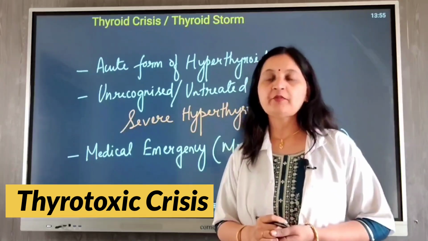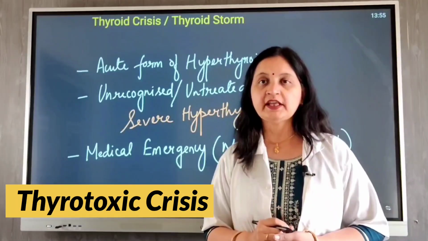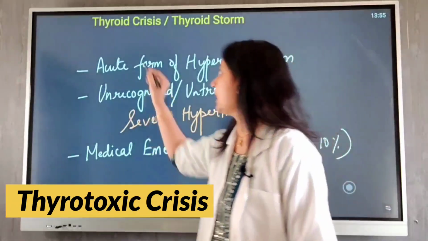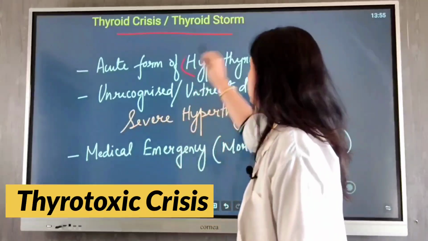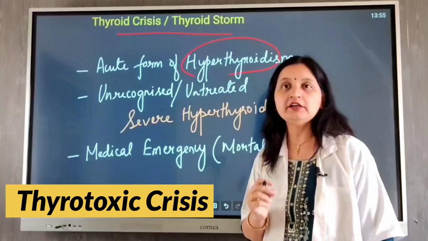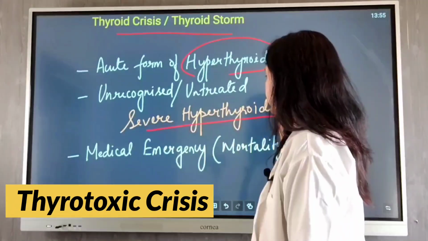In this lecture, I am going to talk about thyroid storm or thyroid crisis, the clinical presentation, the pathophysiological changes, and the management of thyroid crisis or thyroid storm. So it's an acute form of hyperthyroidism which results from unrecognized or untreated hyperthyroidism. So it's a severe form of hyperthyroidism.